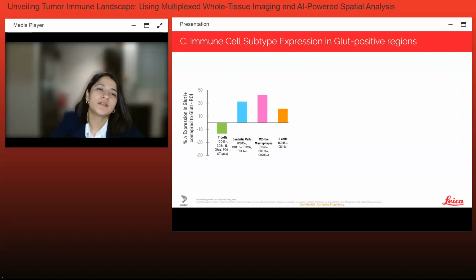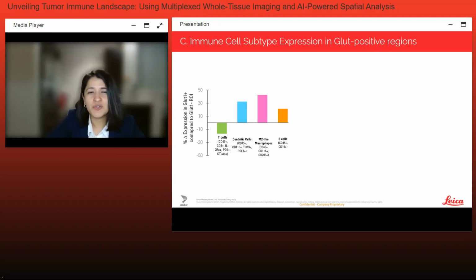Therefore, we quantified the expression level of some of these major cell types identified within the colon carcinoma tissue. And we found that GLUT1-rich regions within the colon carcinoma tissue showed higher levels of immune cell subtypes, such as dendritic cells, shown in blue here, M2-like macrophages, shown in pink here, B cells, shown in orange here, and a lower level of T cell populations compared to GLUT1-poor regions. So the T cells, shown in green here, seem to be decreased in the GLUT1 positive region.